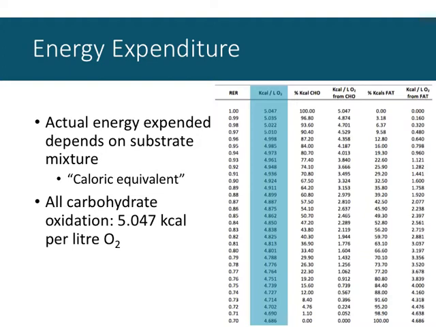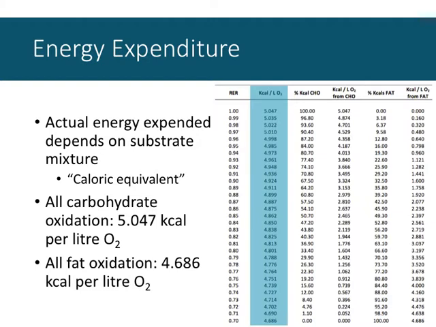So if we used exclusively carbohydrate, our RER was 1, we get 5.047 kcals per liter of O2. Carbohydrate is our high octane fuel, gives a lot of energy. Whereas if we're using all fat oxidation, we only get 4.686 kcals per liter of O2. It's less efficient. You get less energy for the same oxygen consumption. And then anything in between, there's graded values in between.